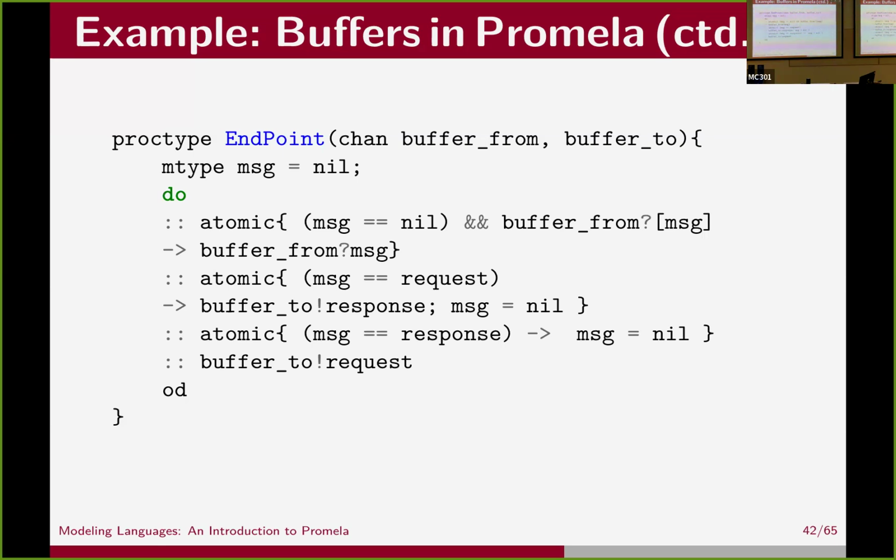So, for example, what's happening here is, okay, if I have no message in my endpoint, right? I'm not dealing with any message that I've received, and this is a weird piece of syntax in Promela. If we have the question mark, but we put these square brackets, it's a Boolean check. Is there any message in my incoming buffer, without receiving it? So if I'm not dealing with anything and there is a message that I could receive, then receive it.